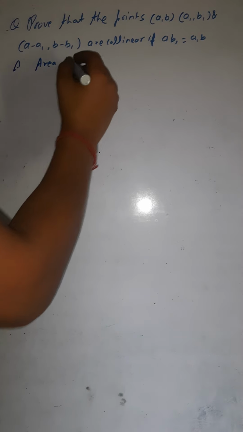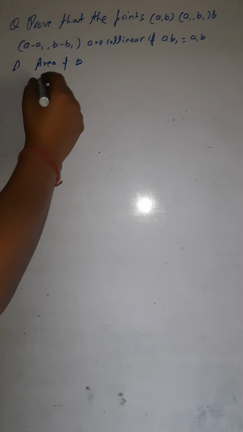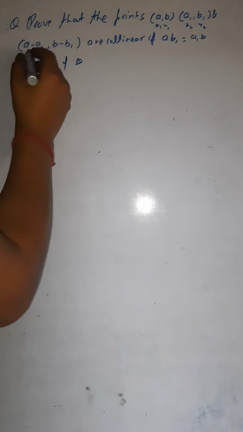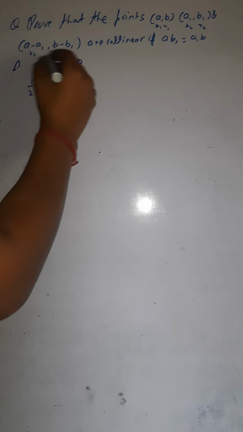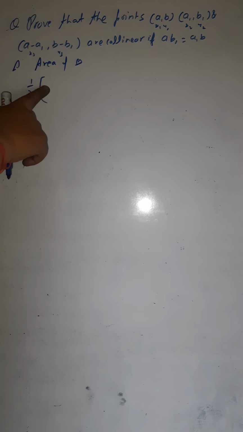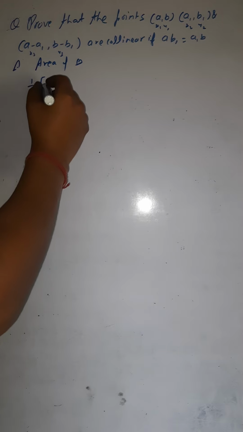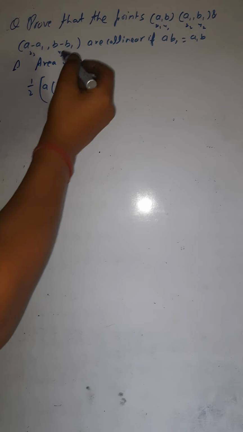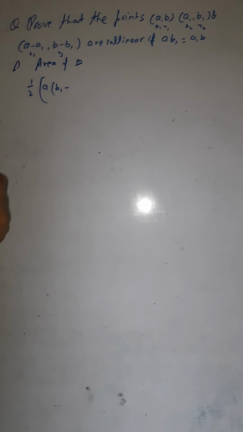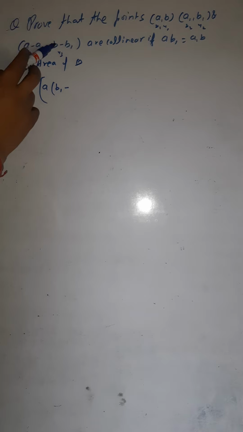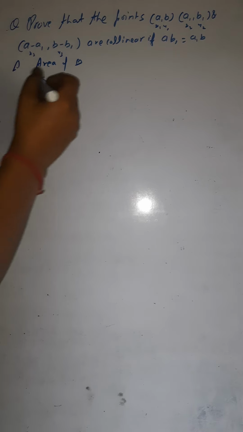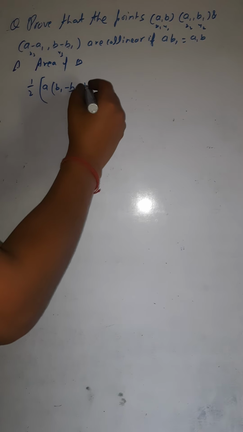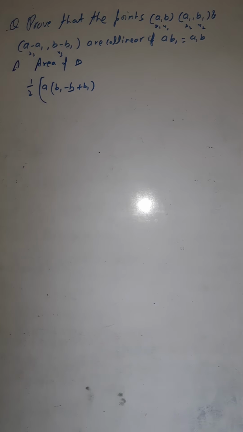Area of triangle is what? 1 by 2 into, first let's write here x1 y1, x2 y2, this would be x3 and y3. So x1 comes first, x1 is a, inside the bracket y2 minus y3, so y2 is b1 minus y3, y3 is b minus b1, so this b would become minus b and this minus b1 would become plus b1. Are you getting this?